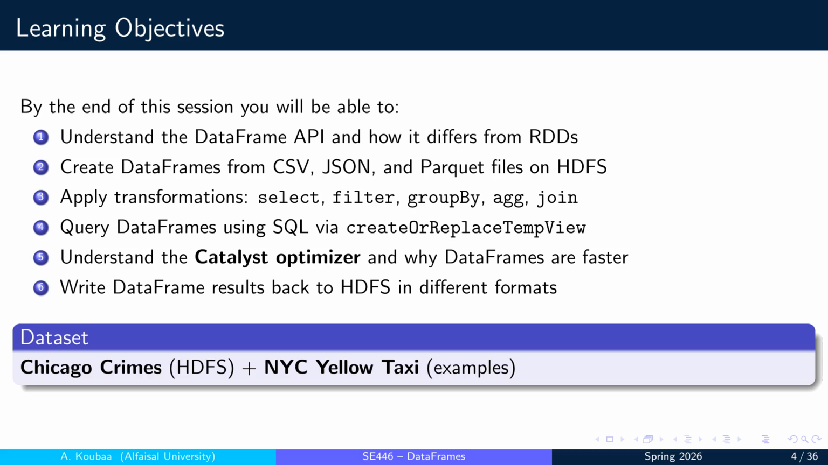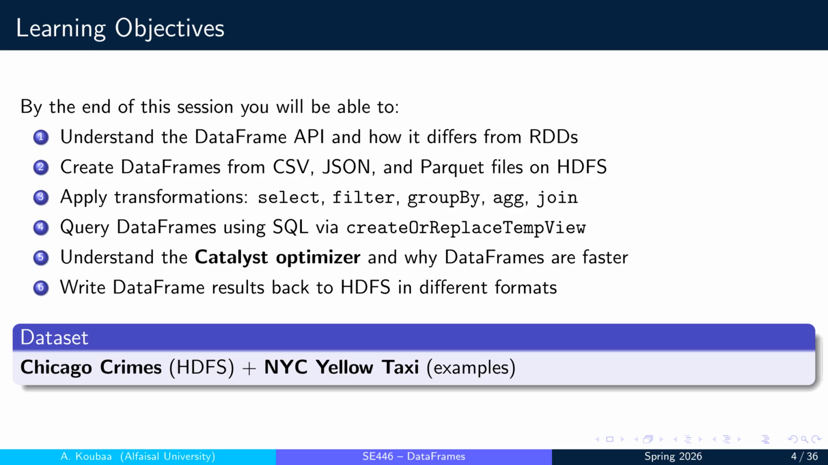By the end of this session, our primary goal is for you to understand the data frame API and critically how it improves upon the RDDs we have already studied. We will then move into the practical skills, creating data frames from common file formats like CSV, JSON, and Parquet directly from HDFS, and applying essential transformations such as select, filter, and group by.